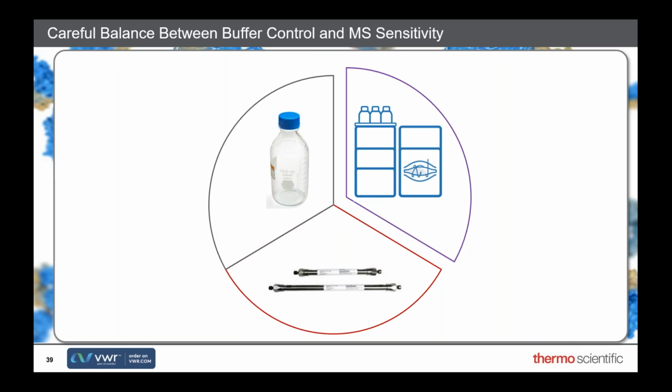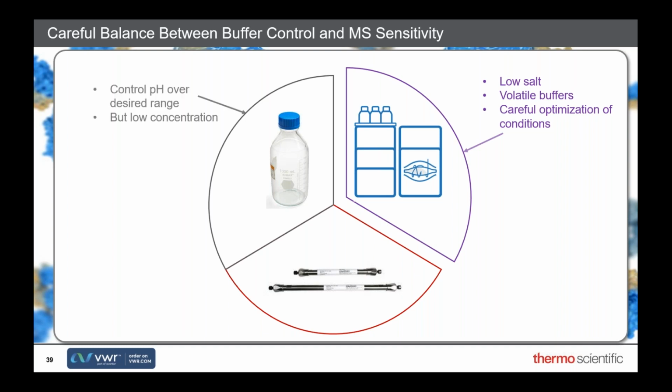So when we use LCMS, we're essentially adding a third factor, the mass spectrometer. So the choice of column, choice of buffer, and requirements of the mass spectrometer are all related and interdependent. So it's your job to reach a compromise with those three interdependent factors. The mass spectrometer requires low salt concentrations and volatile buffers, and the mass spectrometer conditions do need careful optimization.